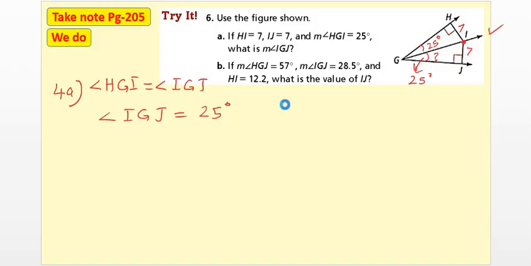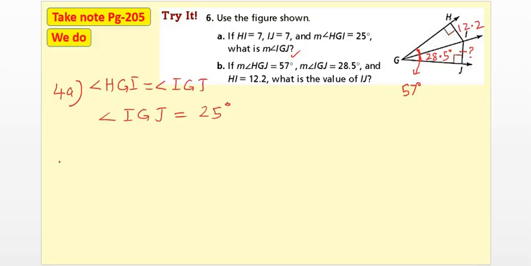It says, the B part, it says if measurement of angle HGJ is 57, so let's erase it and see how can we use the diagram for the second part. HGJ, the whole angle, they are talking about the whole angle, it's 57 degrees. And IGJ, this one is 28.5 degrees. If you talk about this whole angle, it is 57 degrees, right? And HI is 12.2. This one is 12.2. What is the value of IJ? So they want us to find how much is this line segment IJ.